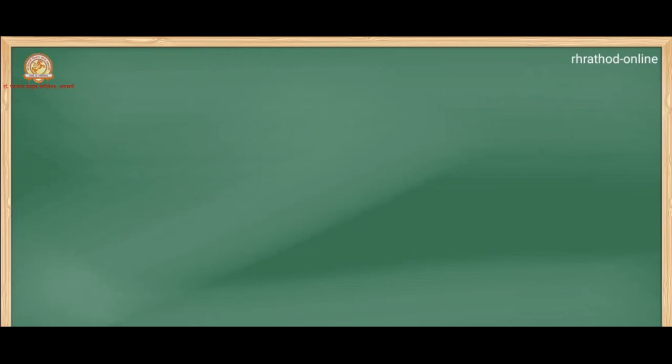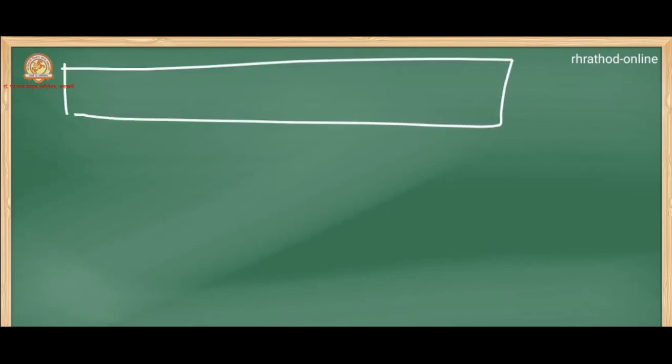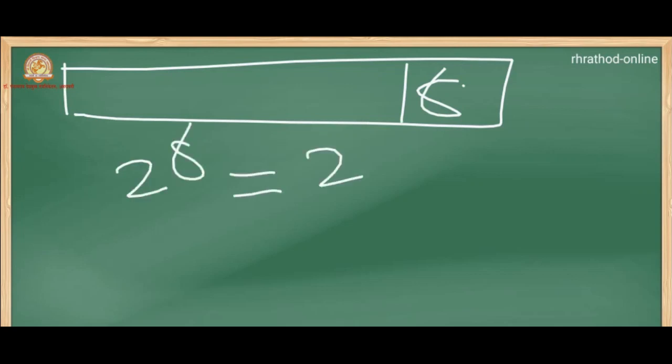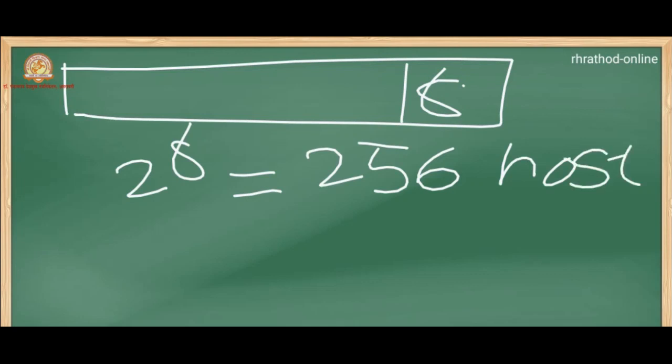Now, the 8 bits are used for host address, that is the last 8 bits. These are the last 8 bits. 2 raised to power 8 is 256 hosts. So 256 hosts are there in class C.